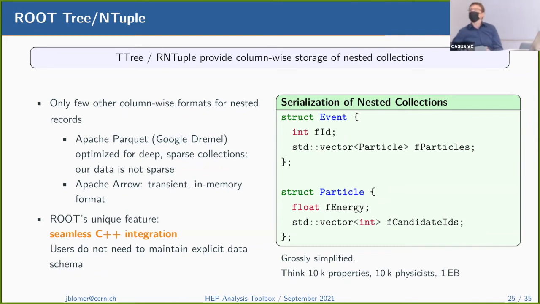That is sort of a competition for ROOT, if you will. And I think one of the very nice unique features of ROOT that we get with Cling is a seamless C++ integration. Unlike other data formats, as a user you don't need to explicitly define your data schema, but your C++ objects are your data schema.